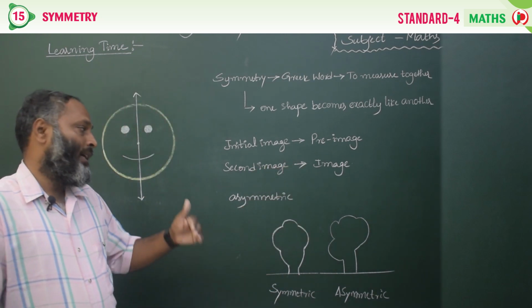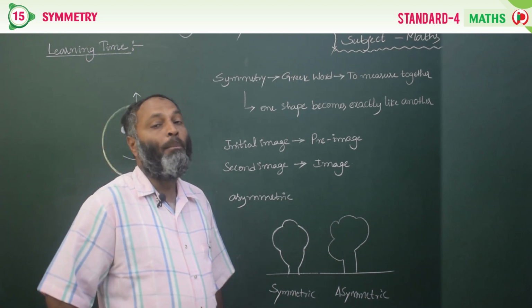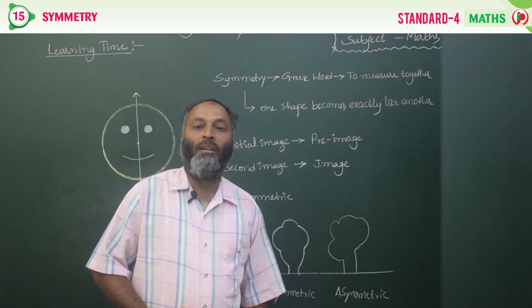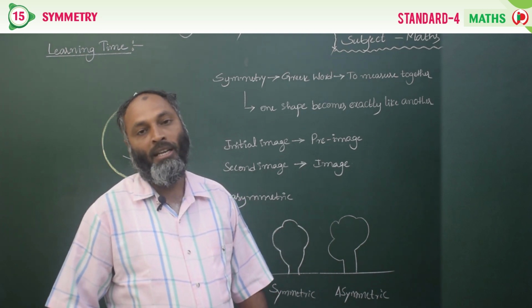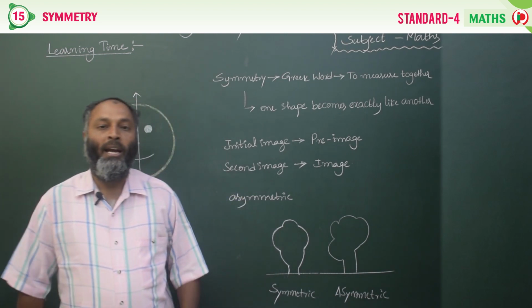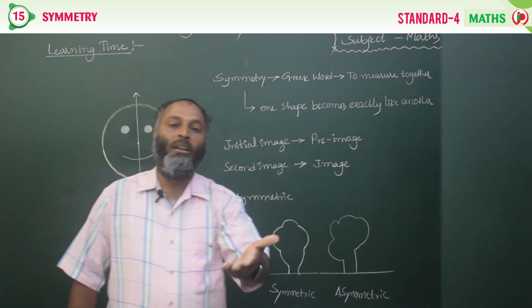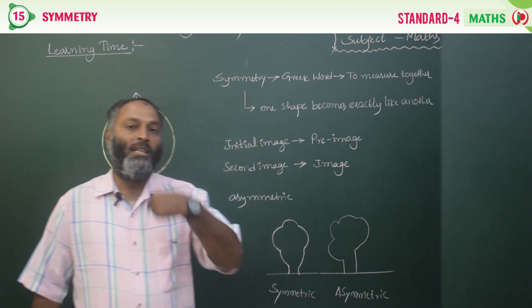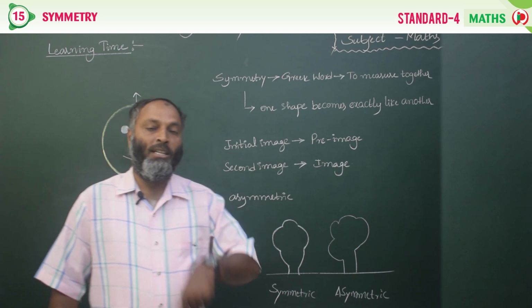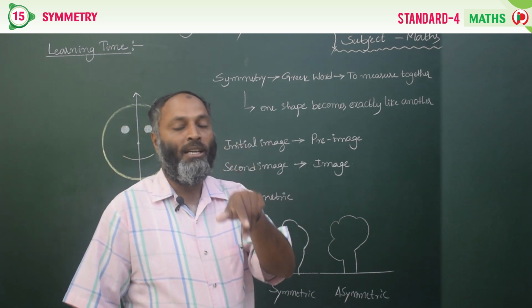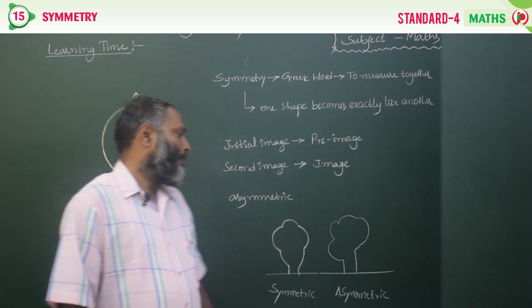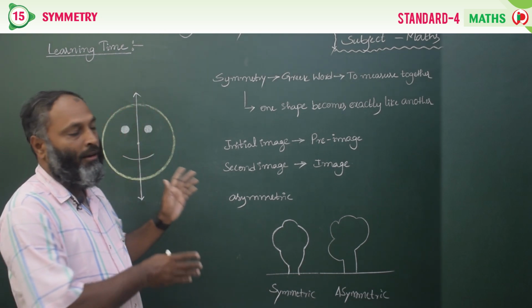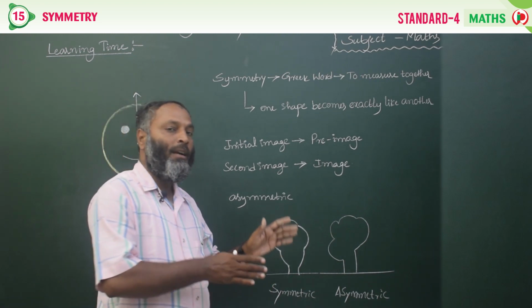So this is the difference between pre-image and image. Suppose you are standing in front of a mirror. Whatever you are, standing there, that is the pre-image. And what is the image? The picture you are seeing in the mirror is the image, the final one. Before, whatever is there is the pre-image, and whatever you get inside the mirror is the image. Okay, so these are the definitions of symmetry, line of symmetry, pre-image and image.